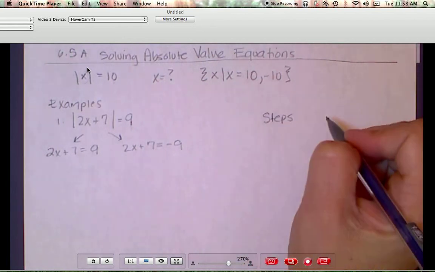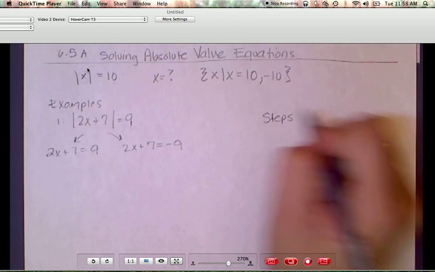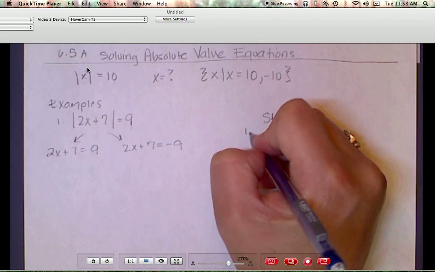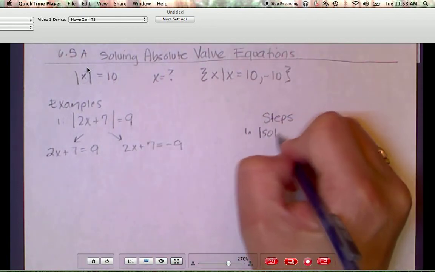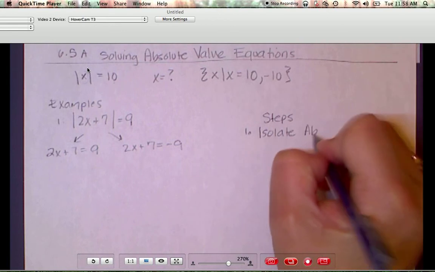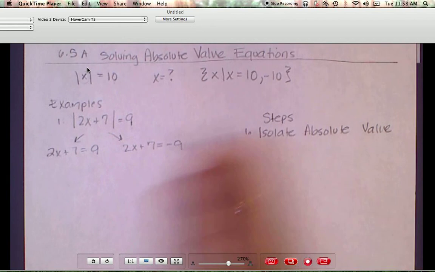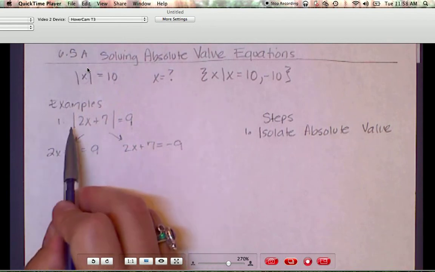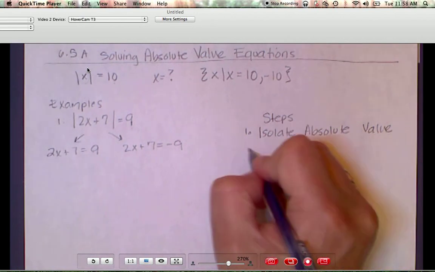As we do this, we're going to go ahead and write some steps for solving absolute value equations, and you can write these on your Cornell note sheet. The first step, number 1: if the absolute value is not isolated, you need to isolate the absolute value. In this case, the absolute value is already isolated. There's nothing on the outside of the absolute value on this left side. So we don't need to do step number 1.